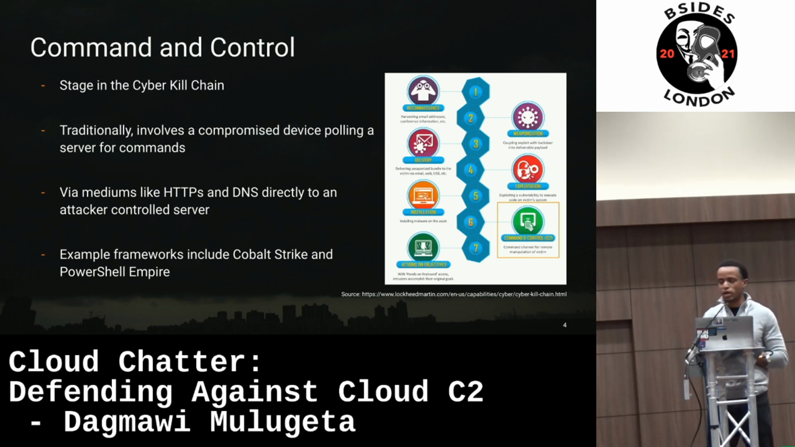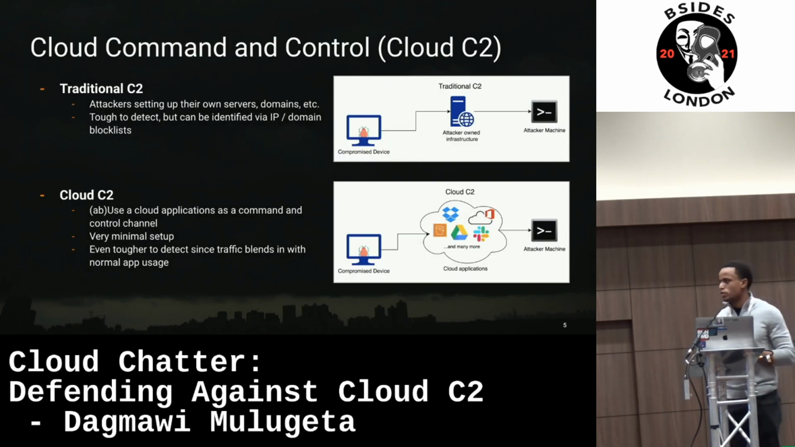Traditionally, this has been done via mediums like HTTPS and DNS directly to the attacker-controlled server. If you wanted to simulate this, you could do it with Cobalt Strike and PowerShell Empire. So that's a quick crash course into what command and control is. So what is cloud command and control? Traditionally, attackers set up their own servers, their own domain, their own IP addresses, their own infrastructure to pull these commands back and forth.